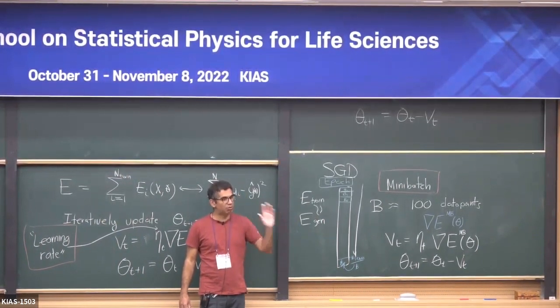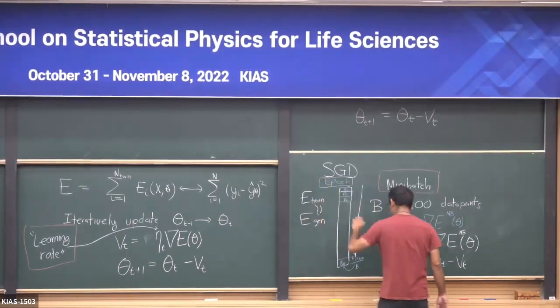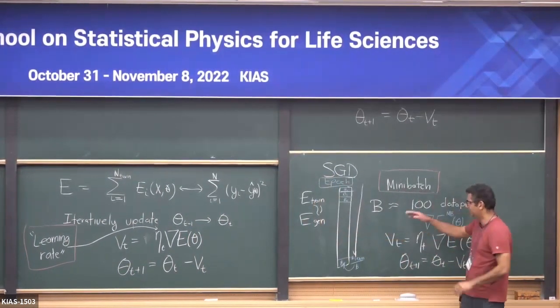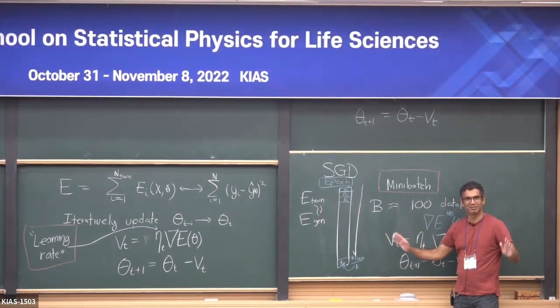So SGD is the workhorse of modern machine learning. Because I also need differentiability for reasons we'll talk about. Everyone okay with that? So learn these words: epoch, learning rate, mini batch. All right, everyone have those words?